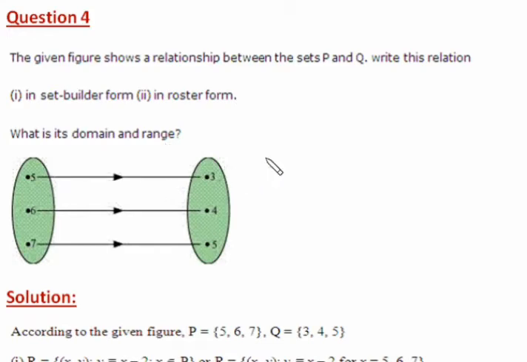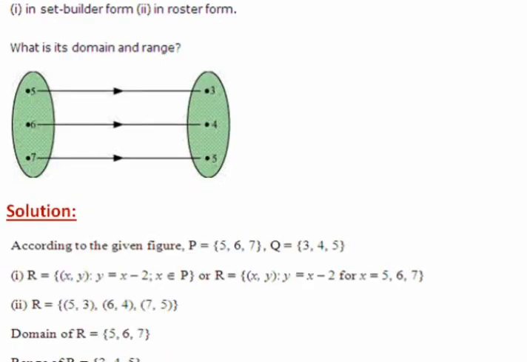First we write it in the set builder form. What is the relation between these two sets? Here we observe 5 is paired with 3, 6 is paired with 4, and 7 is paired with 5. What is the difference? We observe that y is equal to x minus 2. If x is equal to 5, how do we get y? y is equal to x minus 2. So this is the form, our set builder form.